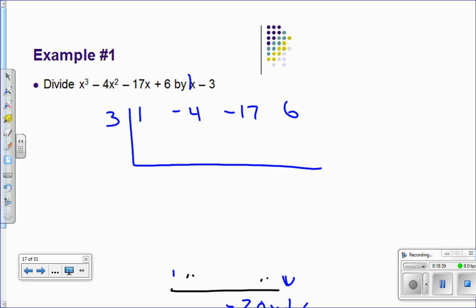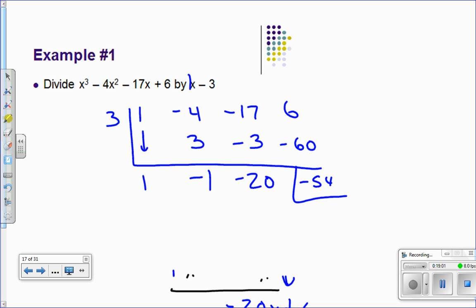Inside this box, I would put the coefficients of 1 for x to the third, negative 4, negative 17, and 6. Let's bring down the 1 and multiply to get 3 and add to get negative 1. So once again, we're bringing down that first term, multiplying 3 times 1, and then adding that column. 3 times negative 1 is negative 3, adding to get negative 20, and then 3 times negative 20 is negative 60. Adding this gives me negative 54, which is the answer that we just erased.